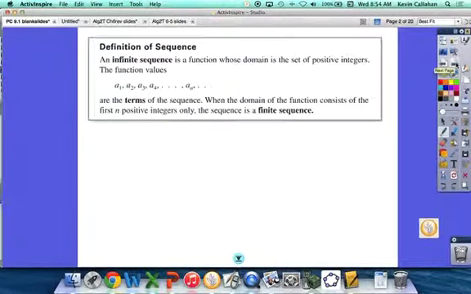So, right, the first thing, again, this is sequences and series. So the first thing is to define a sequence. And you can see this is the textbook definition of it. Other ways I've seen it presented is an ordered list of numbers, usually separated by commas.